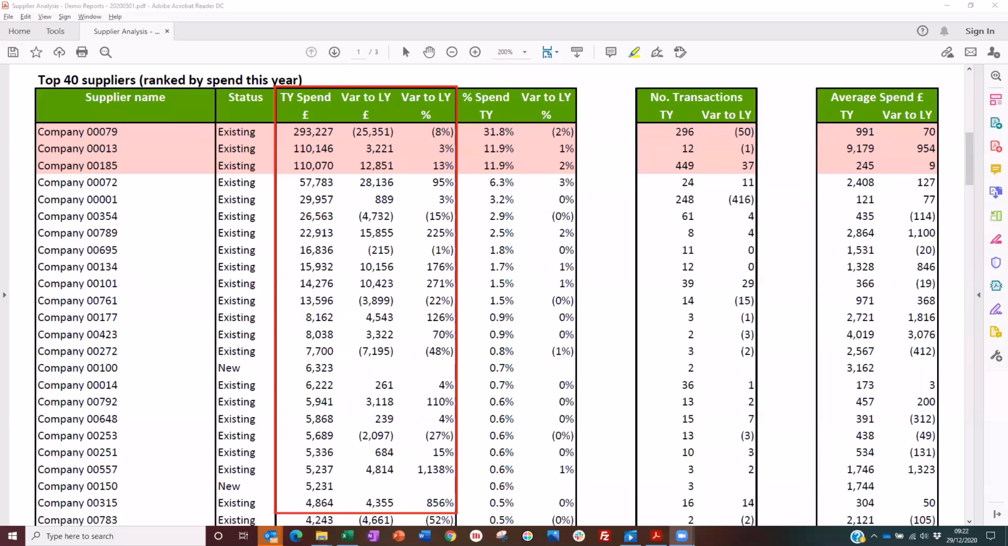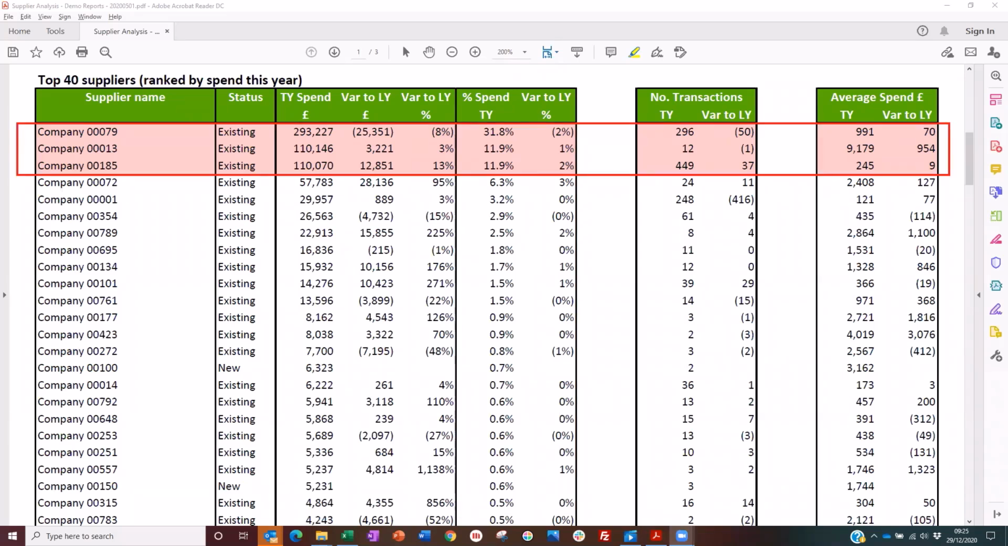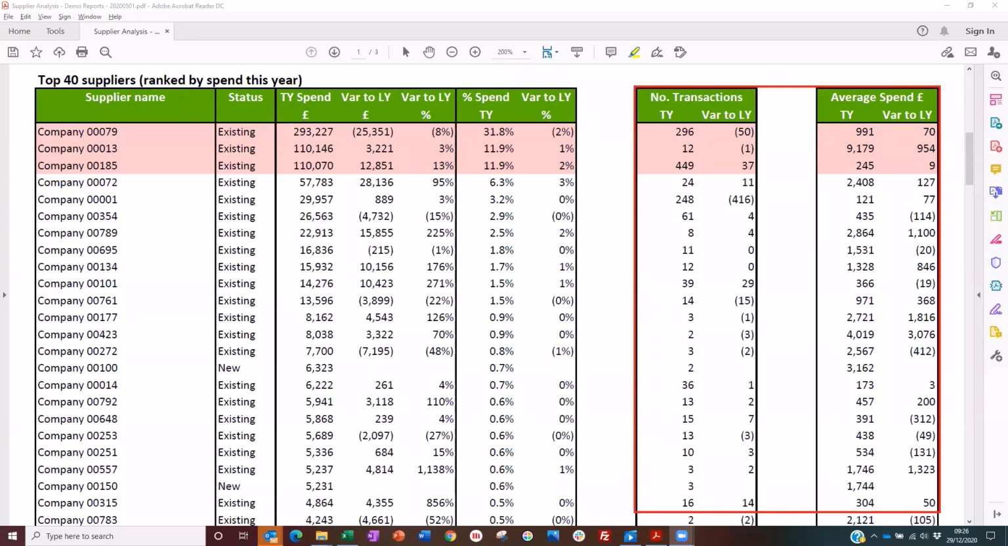The spend attributable to each of these suppliers over the past 12 months, and where relevant compared to the previous 12 months. The proportion of total spend each supplier was responsible for over the past 12 months, again where relevant compared to the previous 12 months. If a supplier is highlighted, it indicates they are responsible for greater than 10% of total expenditure. Finally, the number of transactions, as defined by a line on an invoice, and the average spend per transaction are presented. Again, where relevant, this is compared to the previous year.